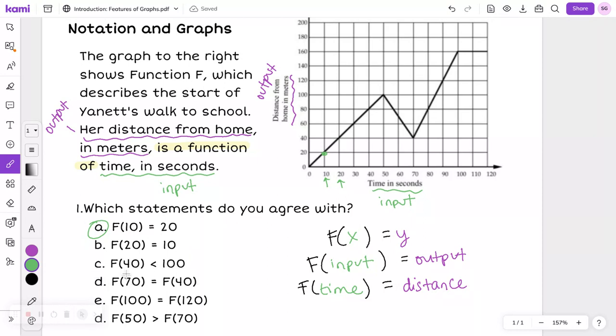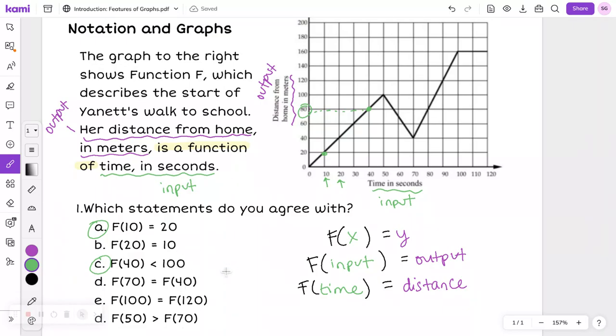Part C says her distance 40 seconds from her home. So let me find that on our graph. 40 seconds is right here. So we're talking about her distance at this point. This in C says her distance 40 seconds in is less than 100 meters. Well, looking at our graph, her distance at 40 seconds is 80 meters. That is less than 100 meters, so I'm going to agree.